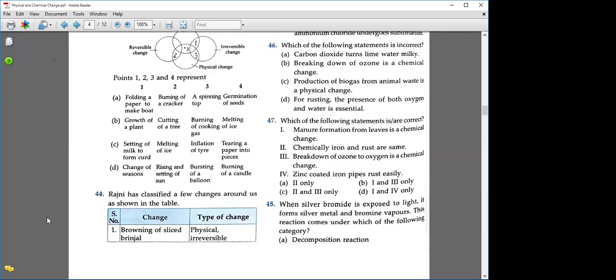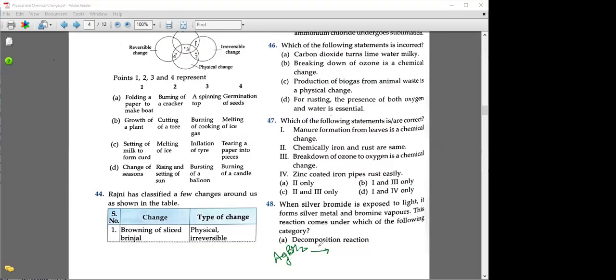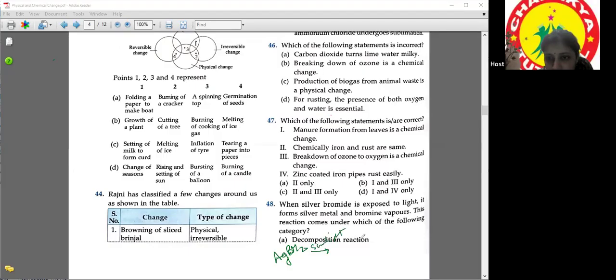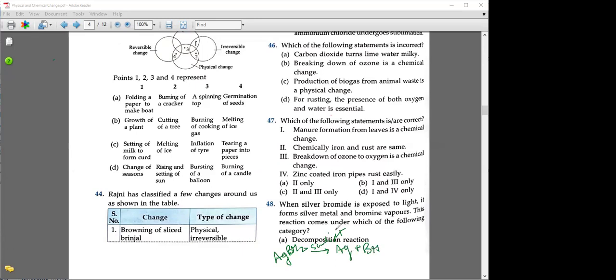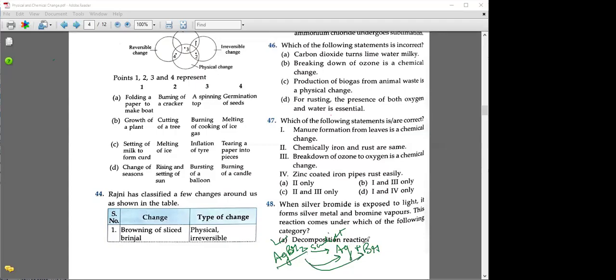Ma'am, what is silver bromide? I'm telling you the formula. Silver bromide is the accumulation of bromide compounds. So silver, when reacted with bromine, forms silver bromide. When it is exposed to light, it forms silver metal and bromine vapors. This reaction comes under which of the following categories? Decomposition. If you keep silver bromide in sunlight for some time, you will notice silver will be different and bromine will evaporate. The answer is definitely decomposition, because a single reactant is splitting up into two products.